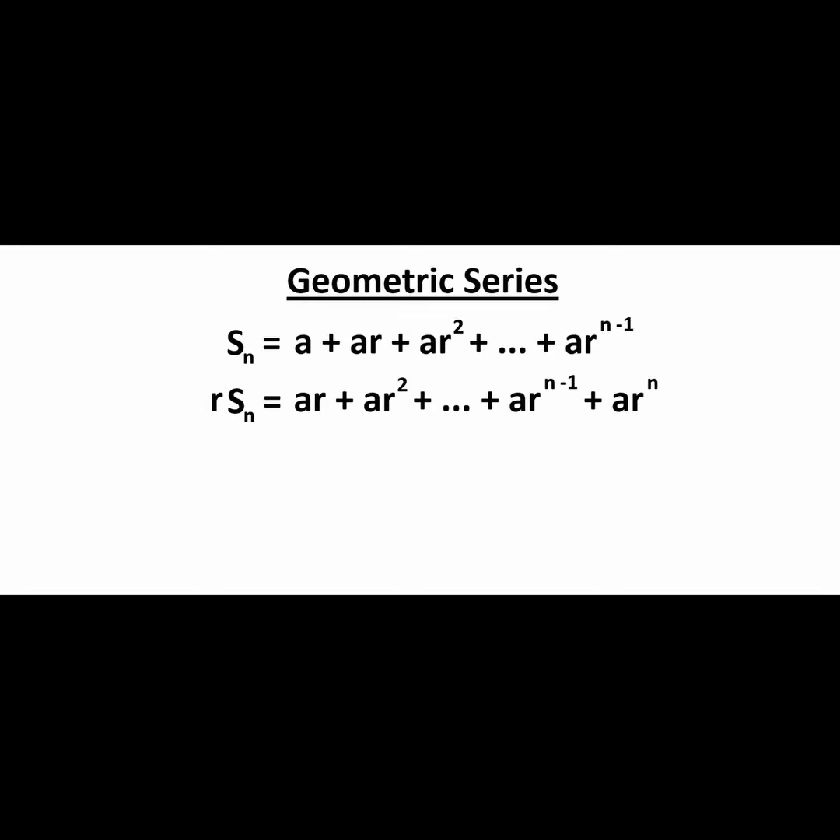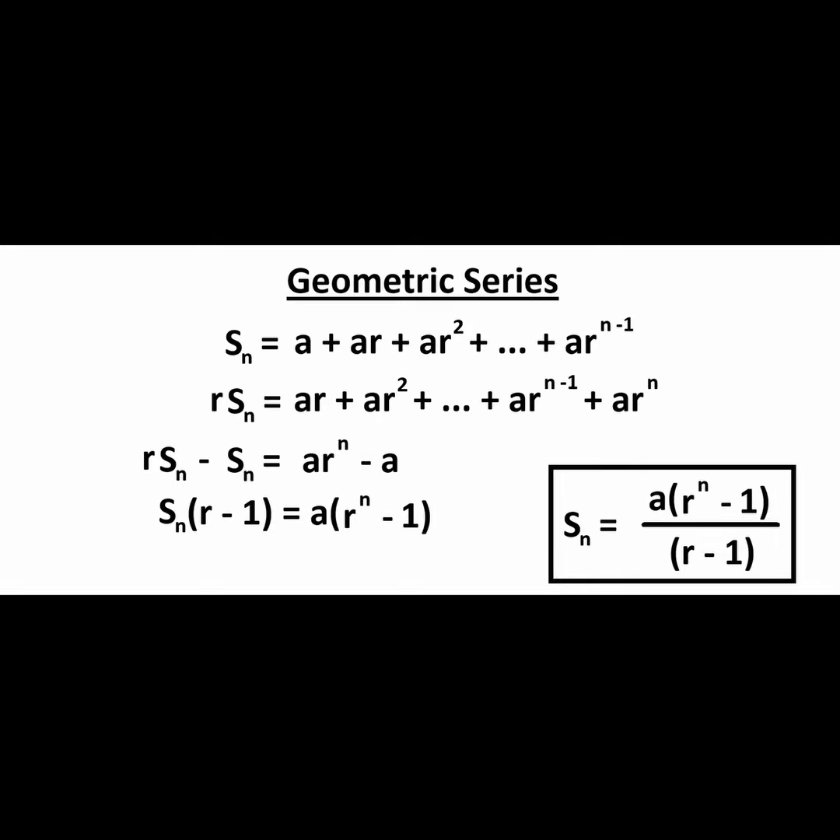Notice that most of the terms are exactly the same, shared between the two series. Next, let's subtract the two equations from each other to get r Sn minus Sn is equal to a times r to the power of n minus a, which we can rewrite as Sn times r minus 1 is equal to a times r to the power of n minus 1. Then finally, you can get Sn is equal to a times r to the power of n minus 1 divided by r minus 1. So now we have a much simpler expression for the sum of a geometric series.